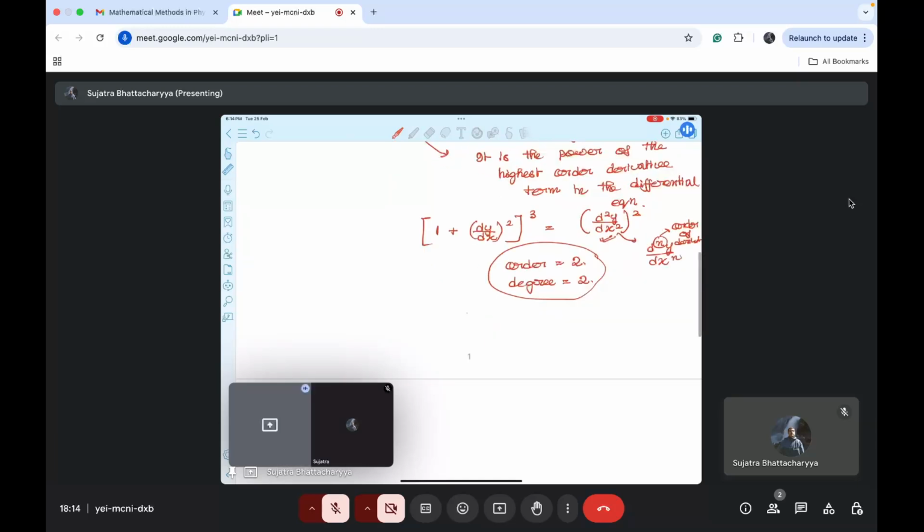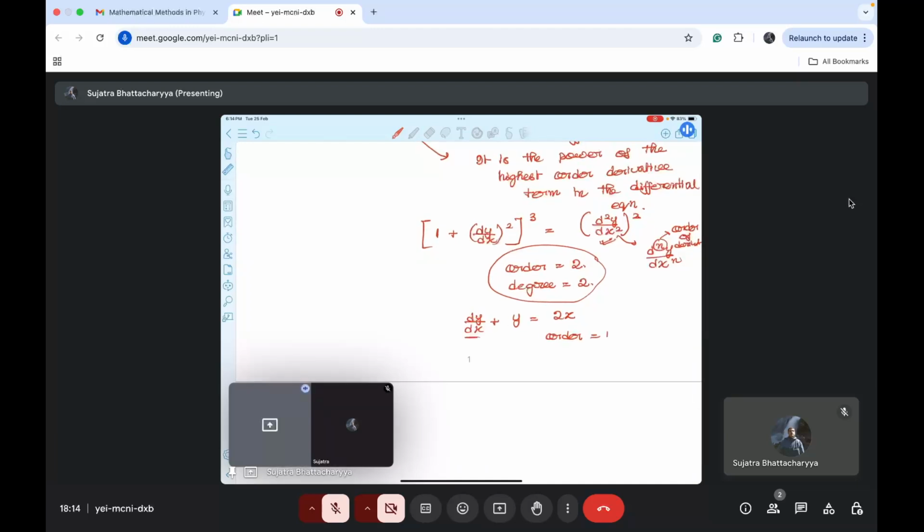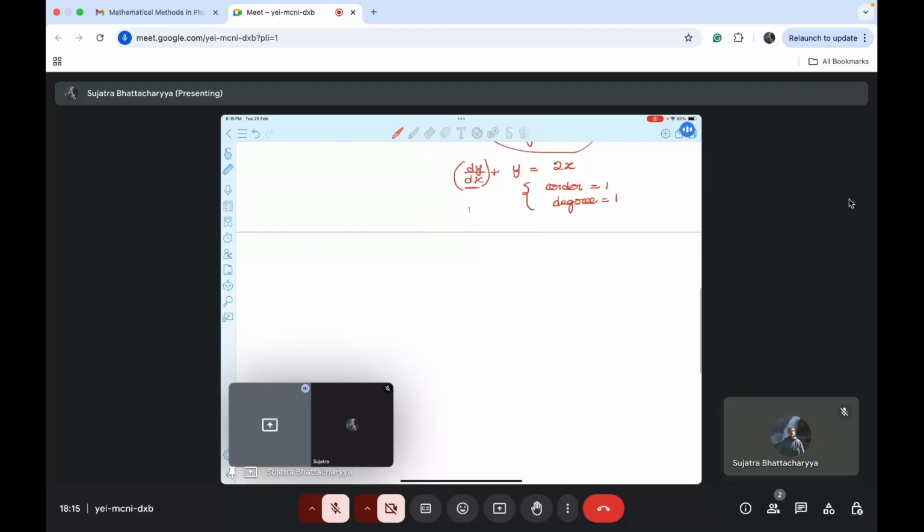Simple, if you just take dy by dx plus y is equal to say 2x. Then what will happen? What is the order and degree? So order is the highest order derivative, so the order will be 1. What about the degree? It's the power of the highest order derivative, which is 1. So this is how you generally find the order and degree. These are the definitions of the order and the degree of a differential equation. This is one of the concepts which needs to be known before going to the next couple of things.